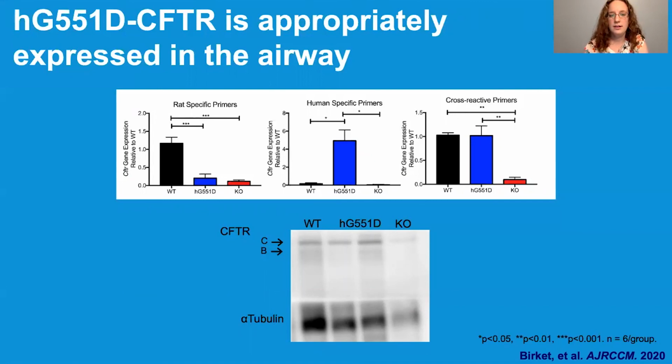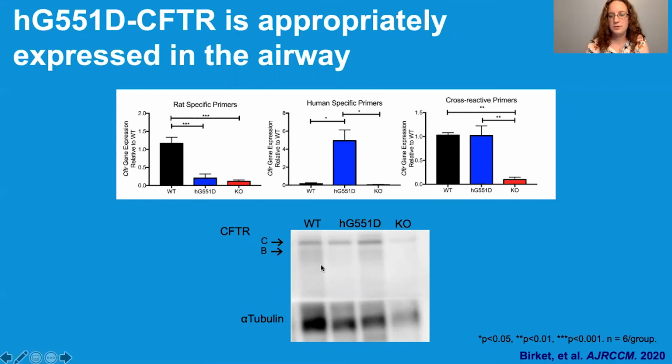When the tissue was probed using human-specific primers, we saw an abundance of mRNA in the G551D compared to both the wild type and the knockout. And when we used a set of primers that would cross-react with both the human and the rat sequence, we saw roughly similar gene expression in the G551D compared to the wild type.